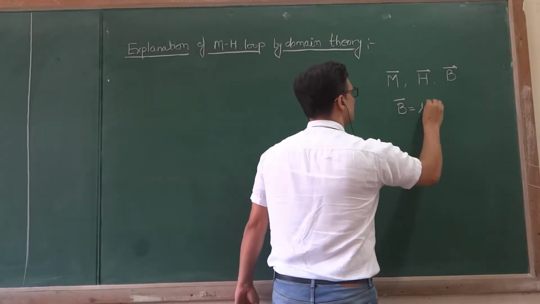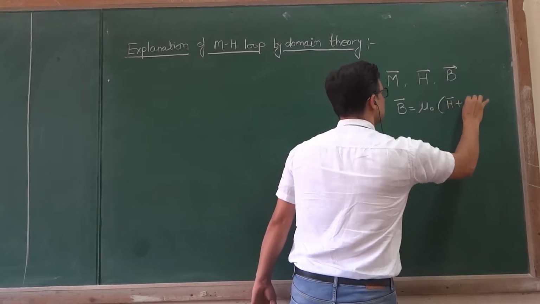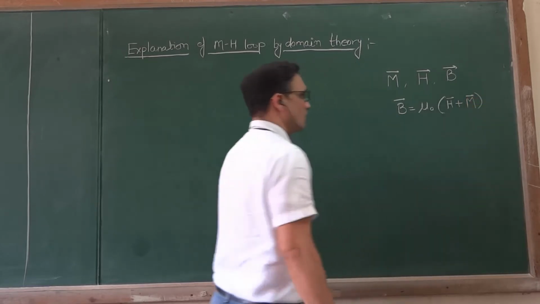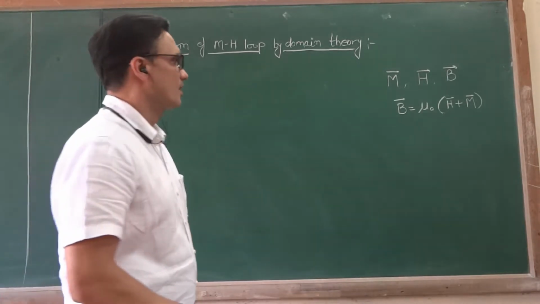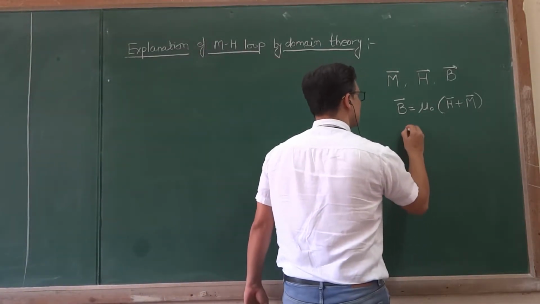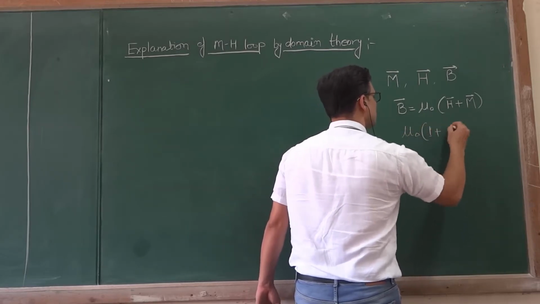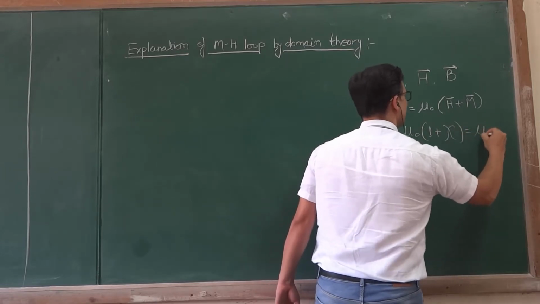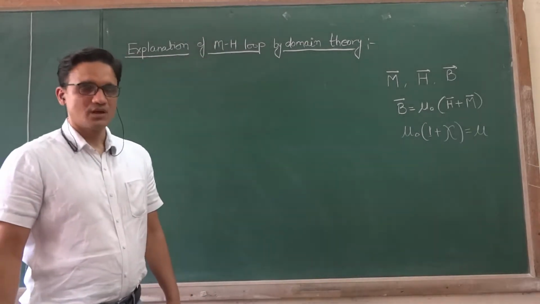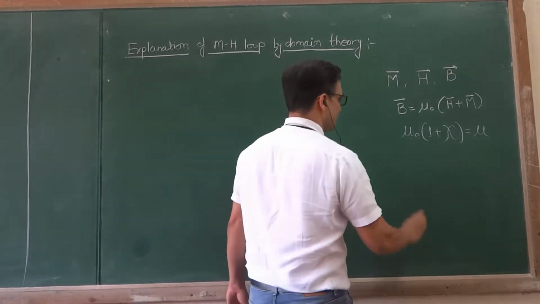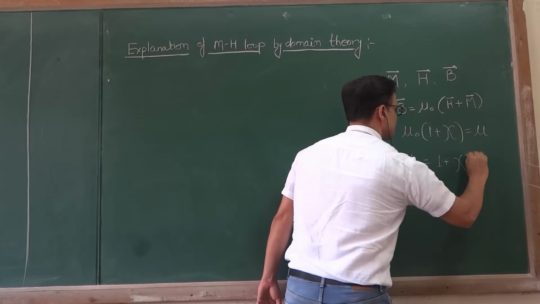B is equal to mu naught (H plus M), where mu naught is nothing but the permeability of free space. Then we found another relation: mu naught times (1 plus susceptibility) is equal to mu, where mu is the absolute permeability of the medium, and mu r is basically 1 plus susceptibility.